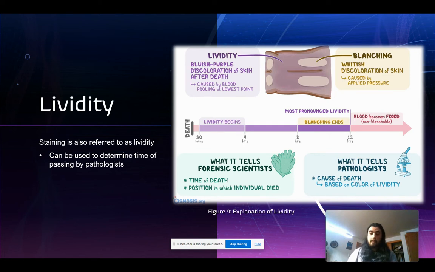Not so much relevant to us here, but the part that is relevant is when we see that blanching has ended. When this blanching ends, sometime between the 8-hour mark and the 12-hour mark is when we start to see some permanent staining, or postmortem staining, in an individual. As you can see here, blood becomes fixed.